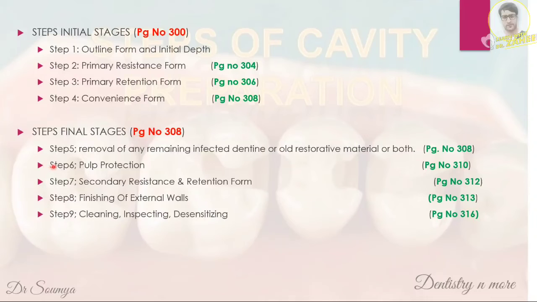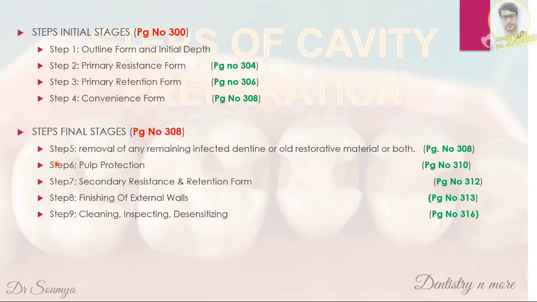Now coming over to the pulp protection. Pulp protection is done if indicated. If indicated means if there is a need for pulp protection while doing the procedure. It should be done using liners or bases. Why? Because they seal the dentinal tubules.